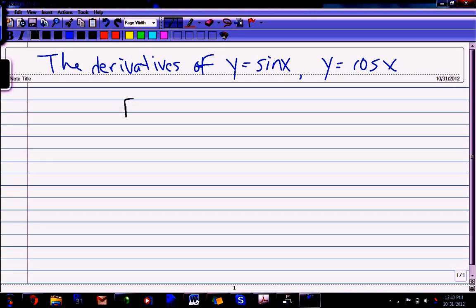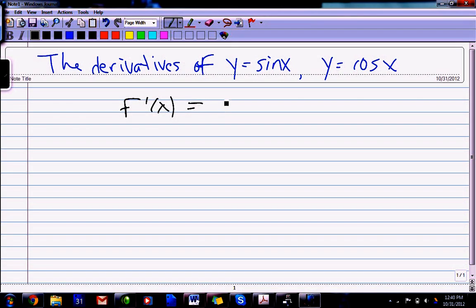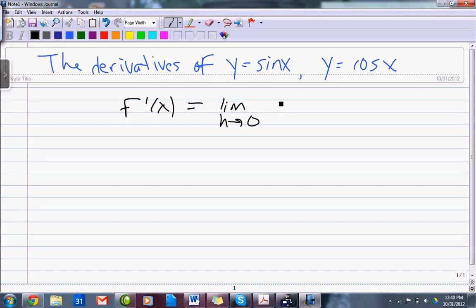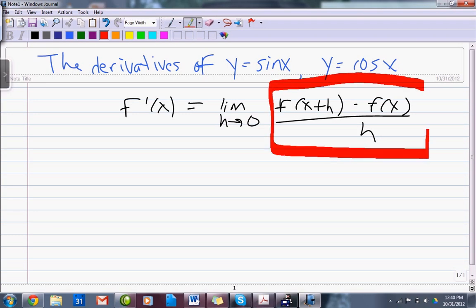So recall that the derivative of a function f is the limit, as h goes to 0, of f of x plus h minus f of x, all over h. And of course, this is the slope of the secant line, the average rate of change. And then when we impose that limit, the two points get really close together, resulting in the derivative, the instantaneous rate of change at any moment. Okay, so let's take a look at the sine and cosine functions.